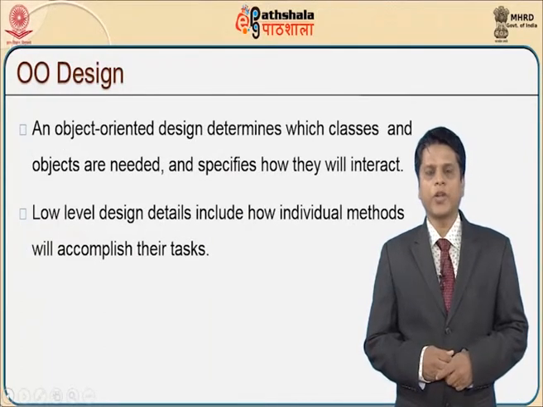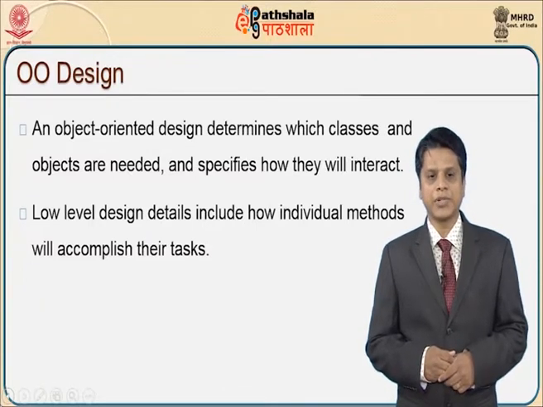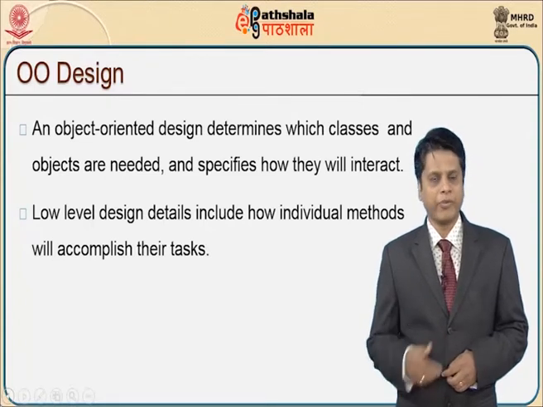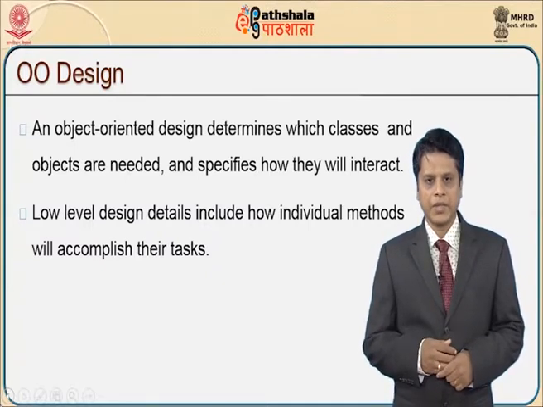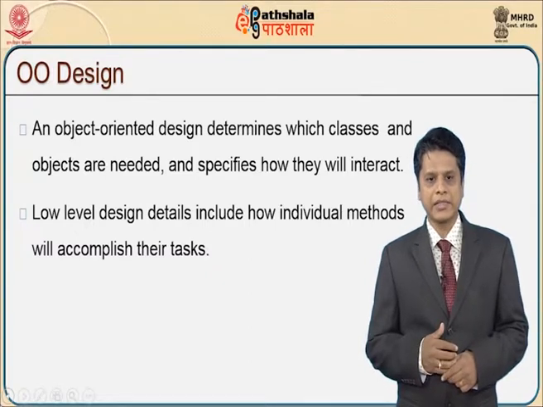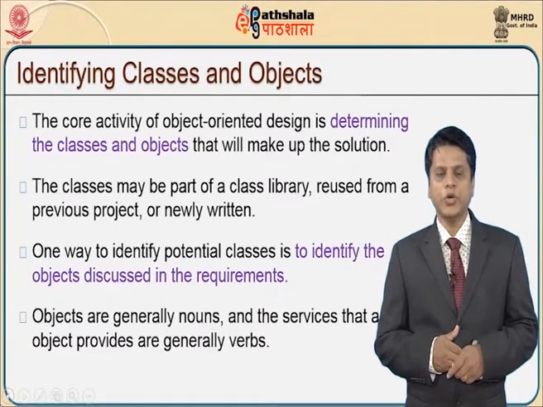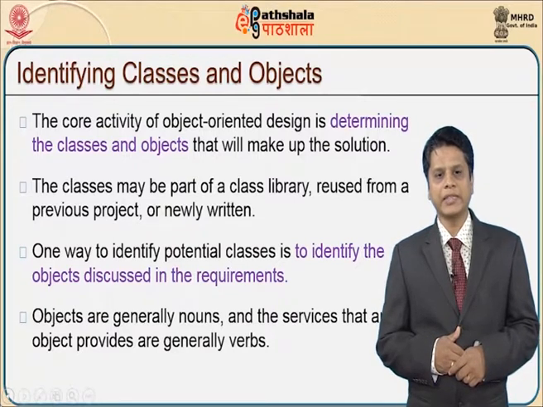When you look at a typical object-oriented design, an object-oriented design determines which classes and objects are needed and specifies how they will interact. We are about to define classes and objects when we are about to create and implement the program. Low-level design details include how individual methods will accomplish their tasks. Here we basically identify the classes and objects. The core activity of object-oriented design is determining the classes and objects that will make up the solution.